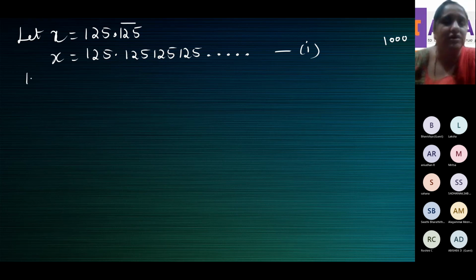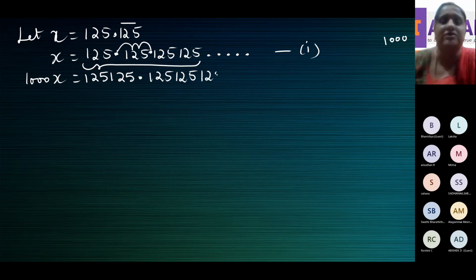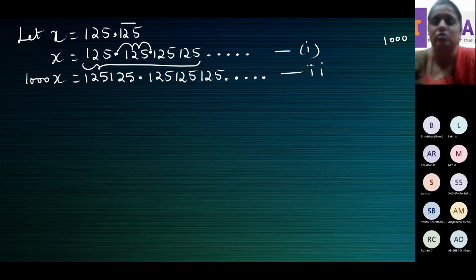So 1000x is equal to, when you multiply this by 1000, the decimal point will shift by 3 places. 1, 2, 3. It will come here. So 1000x will be equal to 125.125, 125. However many times you want, you can write this, because there are infinitely many. After multiplying by 1000, call that equation 2.